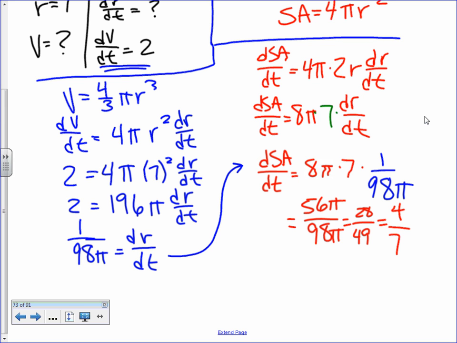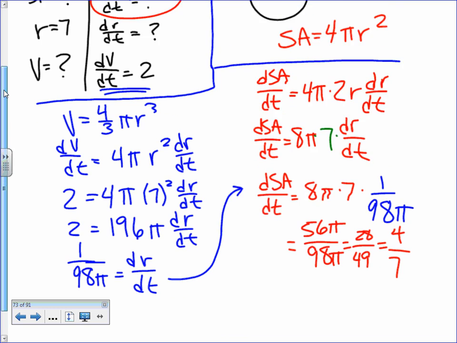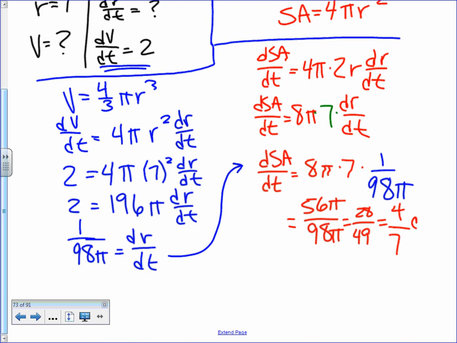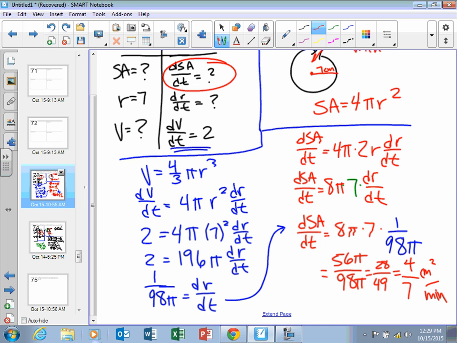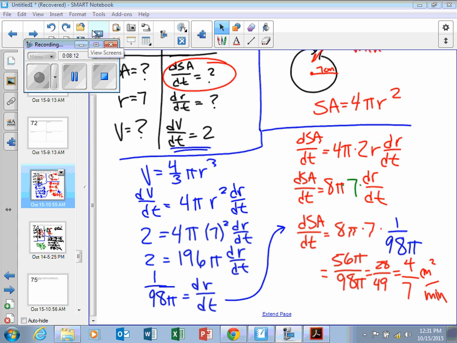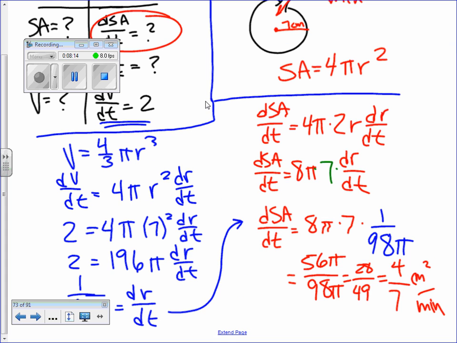Okay, 4 over 7, and this is dSA dt. So our units here, we're talking about surface area. If you know what surface area is measuring, and we were in centimeters and minutes here, this is going to be centimeters squared per minute. 4/7 centimeters squared per minute, or square centimeters per minute. So that is number 1, done.